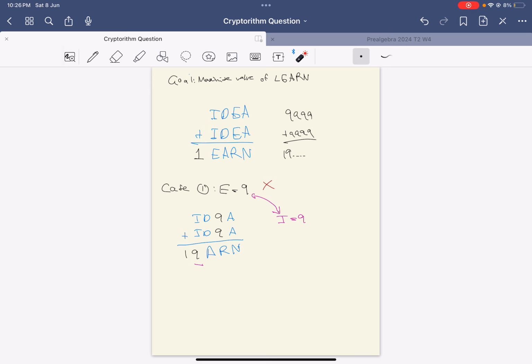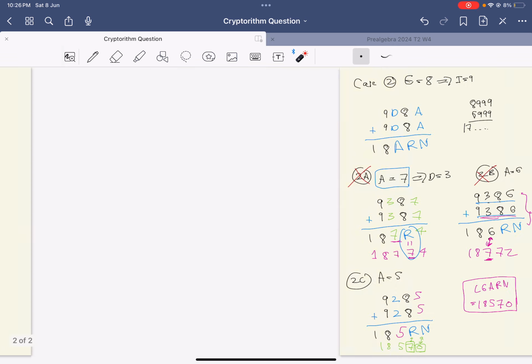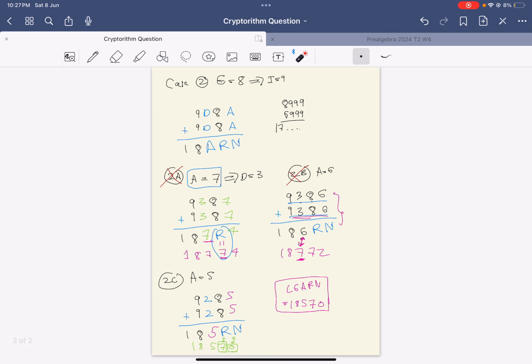I did the first case where A is 9, didn't work out. Then I went to the second case, 8. And then within that, I had sub cases even, right? So just don't be afraid to do cases and analyze cases. That's a very, very powerful strategy for problem solving.